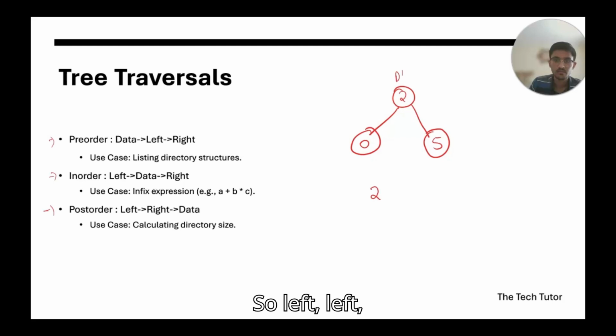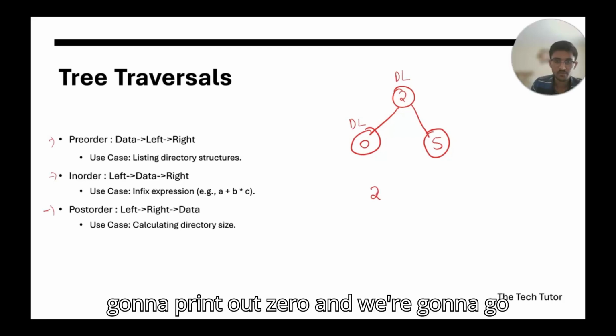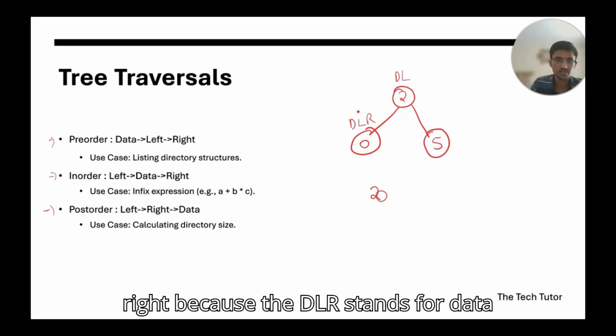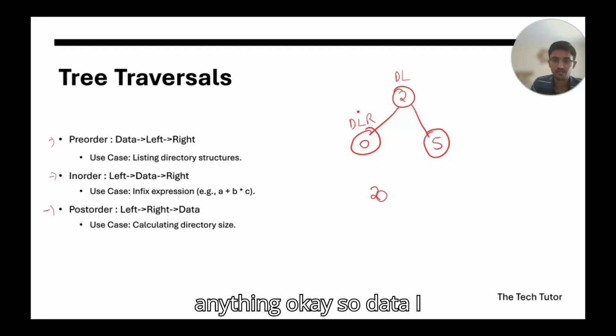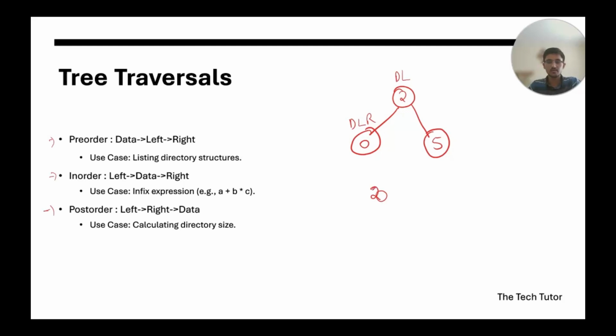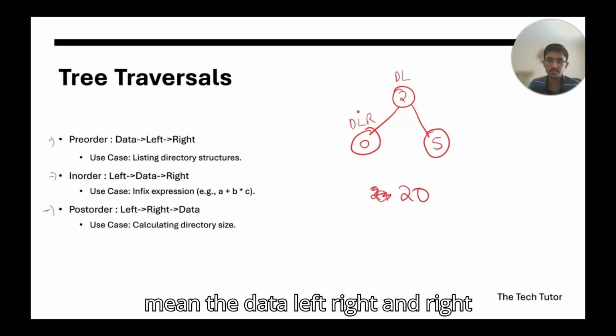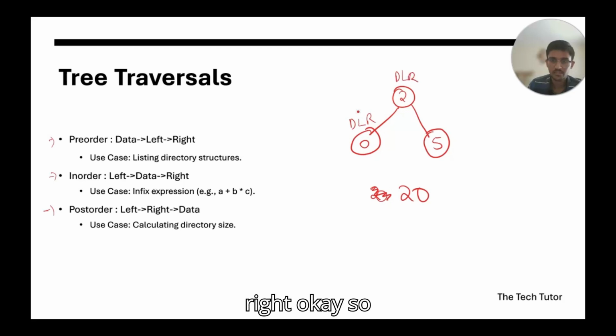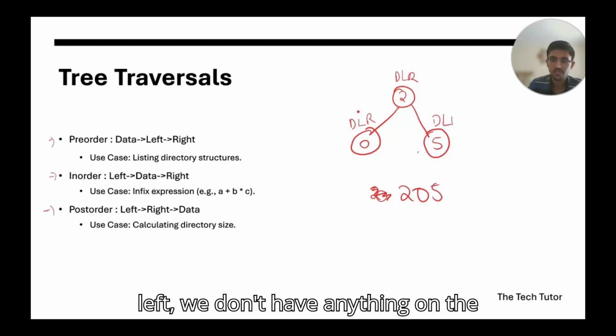Then we go left, and then data. Now we're going to print out 0, and we're going to go right. DLR stands for data, left, right. So we go right, we don't have anything. Then we go back over here, and then we go right. So we're going to do data. We don't have anything on the left. We don't have anything on the right.